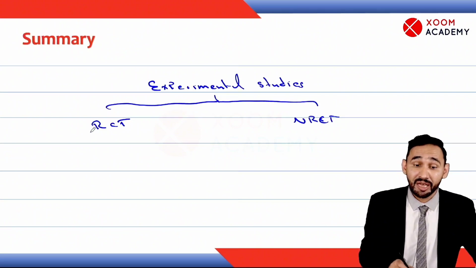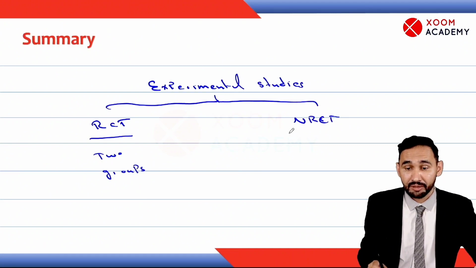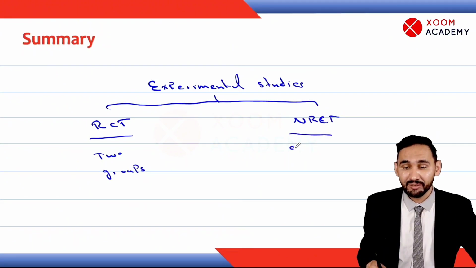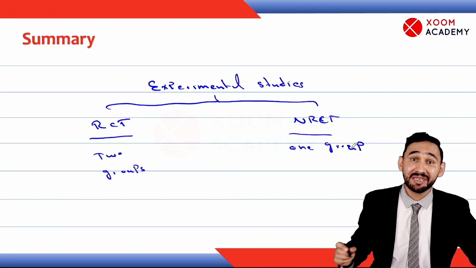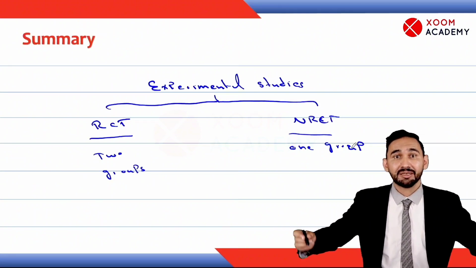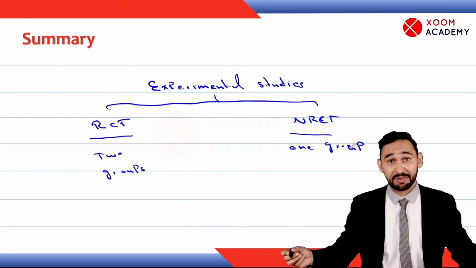In a randomized controlled trial, two groups are involved. In a non-randomized controlled trial, there is only one group, so there is no comparison group. Then, a randomized controlled trial has various steps, like you have to set a protocol. You must remember these steps.